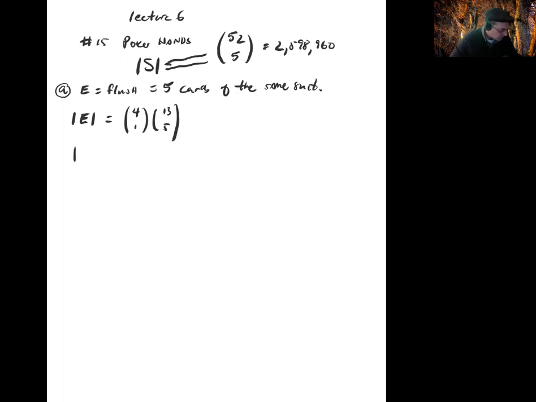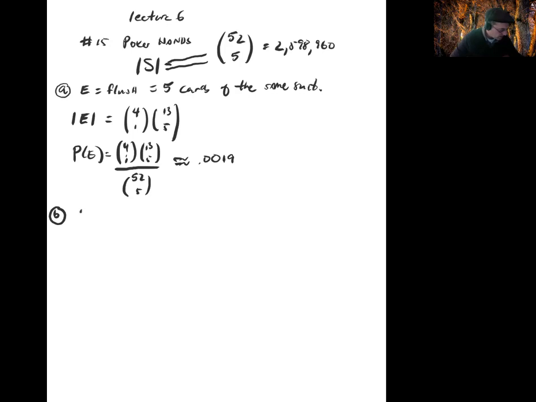And now to get the probability of E, we have to take this number 4 choose 1 times 13 choose 5 and divide it by 52 choose 5. And that will give us some number which is very close to 0.002, or 0.0019, in fact, if we want to be more specific. Okay, so that's the first part. Let's go to part B of the problem.